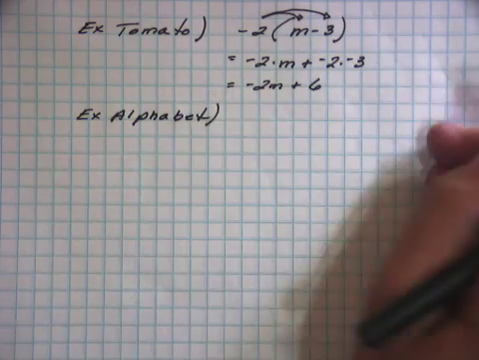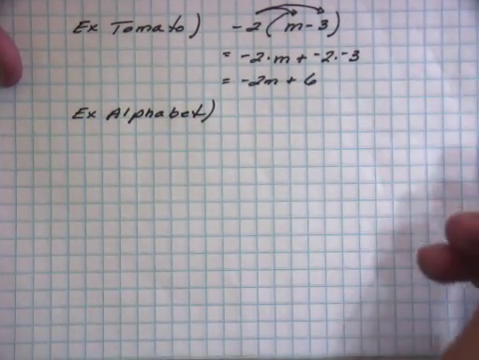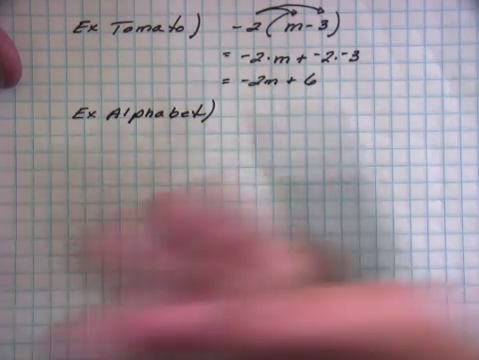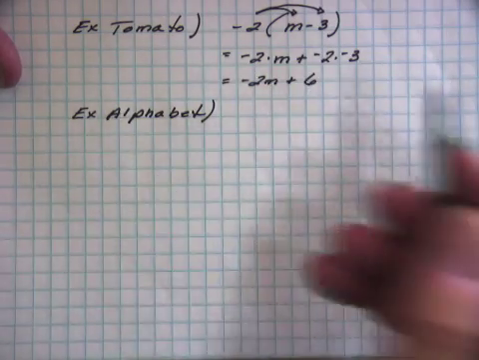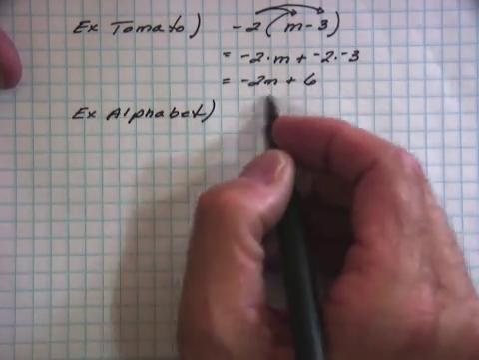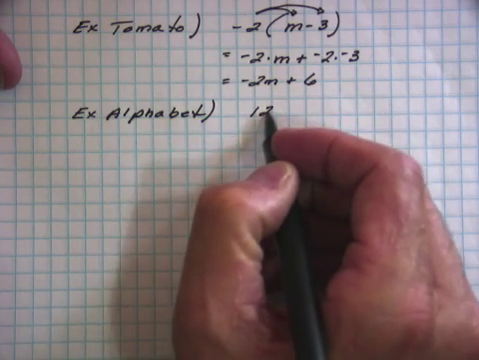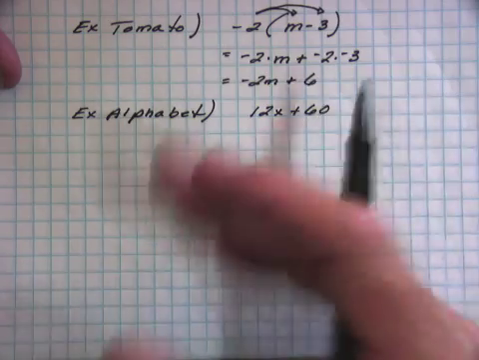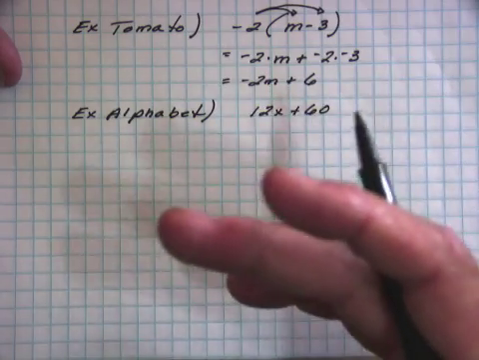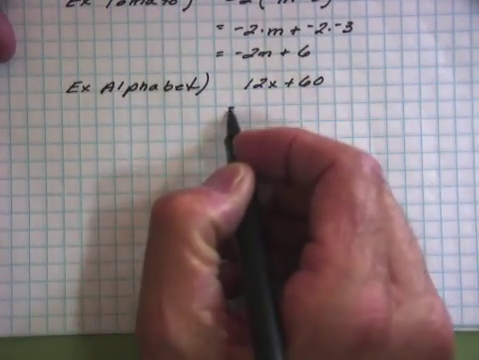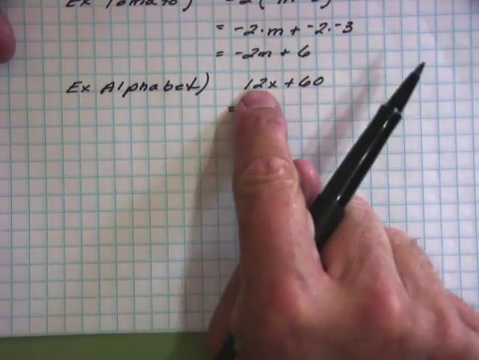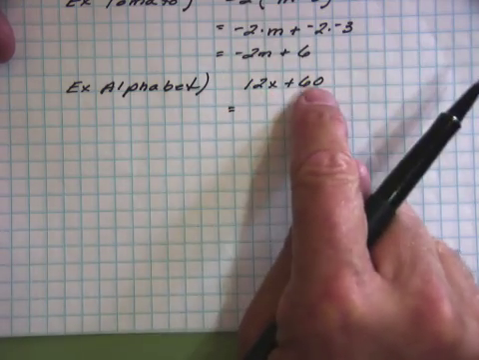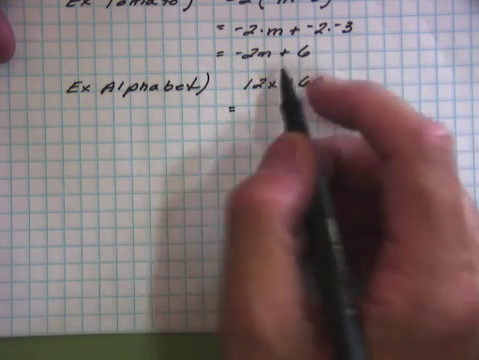So we've got example alphabet. I'll bet you know what the category is for today. So anyway, let's do something in reverse, distributive property in reverse, for example alphabet. So let's look at 12x plus 60. And we want to do what's called factoring this, okay?